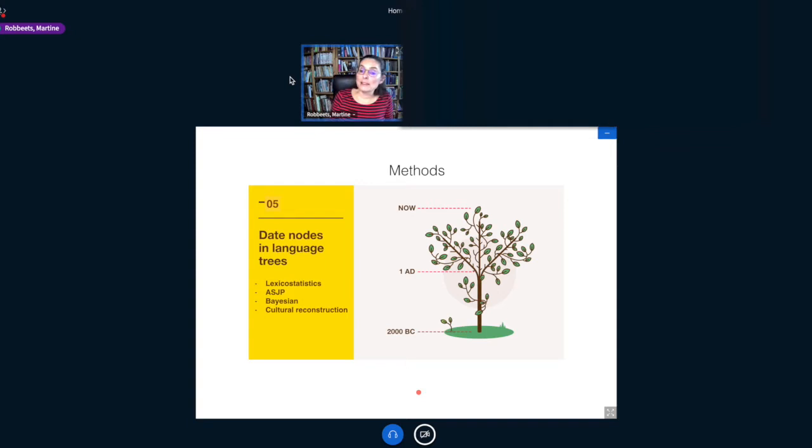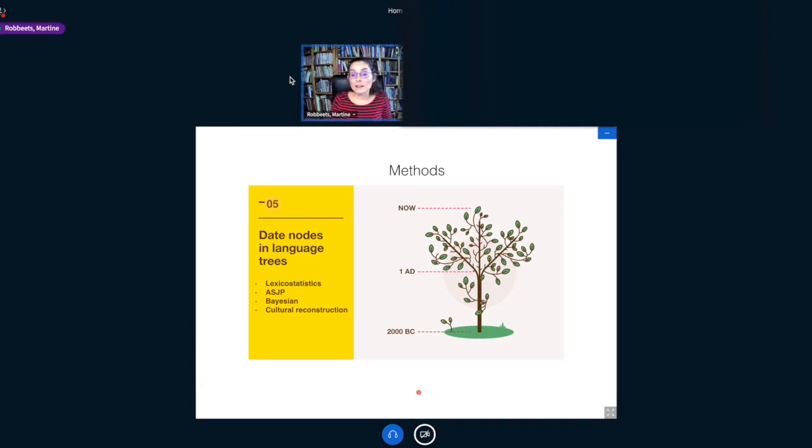Once we have built those trees, linguists can also help us to date the nodes in the tree. If we can date the root, for instance, we can know when the ancestral speakers of our language lived. So if we are able to date the root of the Trans-Eurasian tree, we can know when our ancestral Trans-Eurasian speakers lived, whether that was in the Neolithic or in the Bronze Age. That's important information about prehistory.